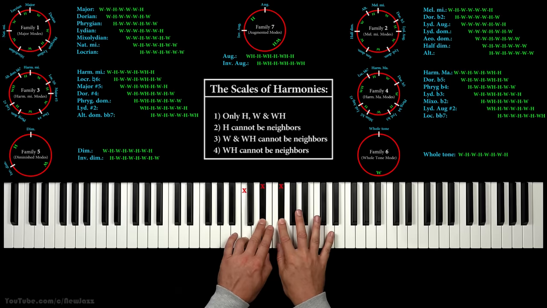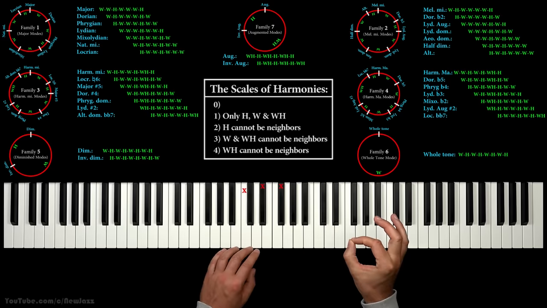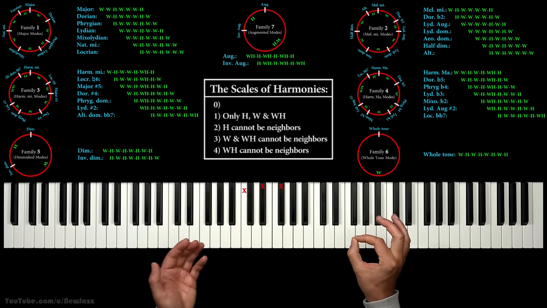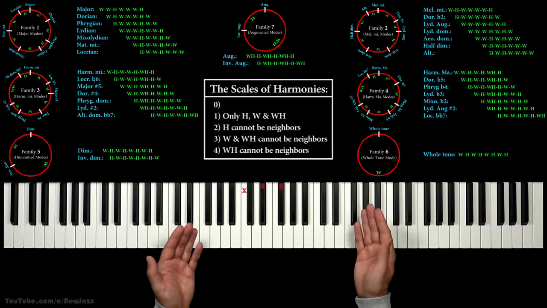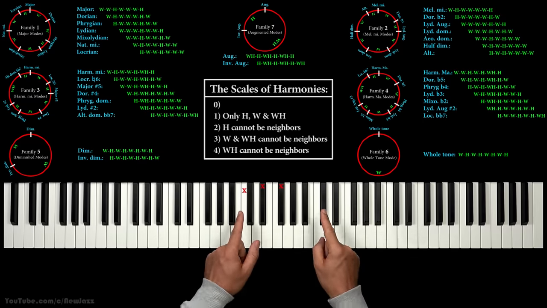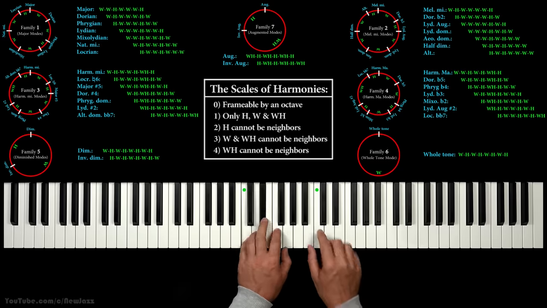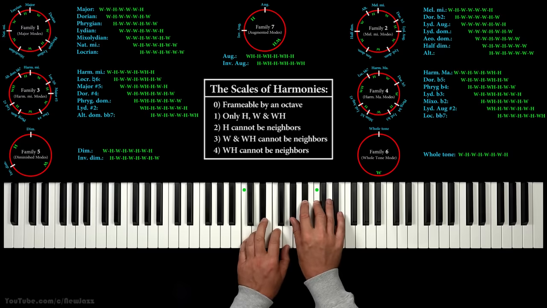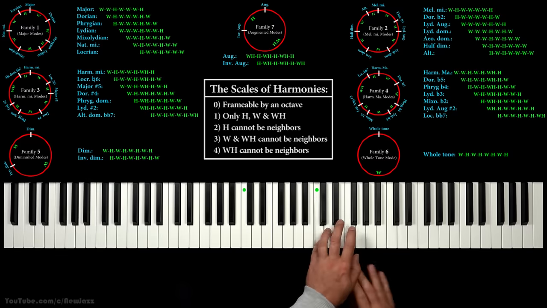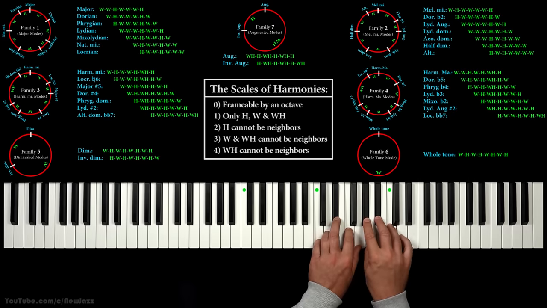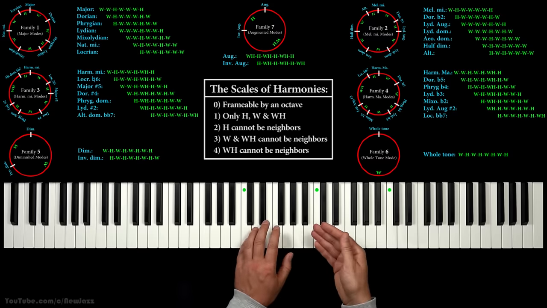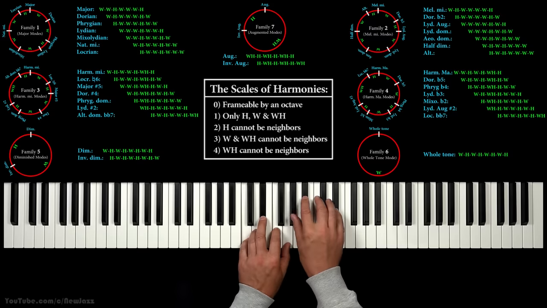And by the way, let's also make a rule number 0. This rule may seem obvious, but it isn't really. The scale must be frameable by an octave. So when hitting the octave, the scale must start over and repeat itself. In another new jazz lesson, we learned to improvise in a very modern, free jazz style, and we actually play scales that go beyond the octave. I'll paste a link to that lesson below.